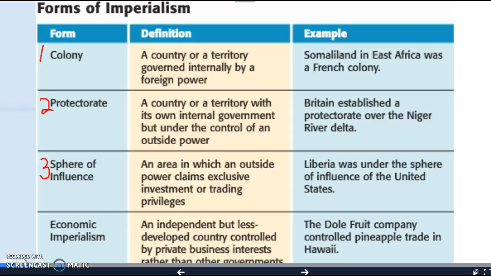An example in the unit we're going to study here is Somaliland in East Africa. So that's going to be a French colony. The French are going to rule it. The people that live there do not have any control. The French decide what happens.